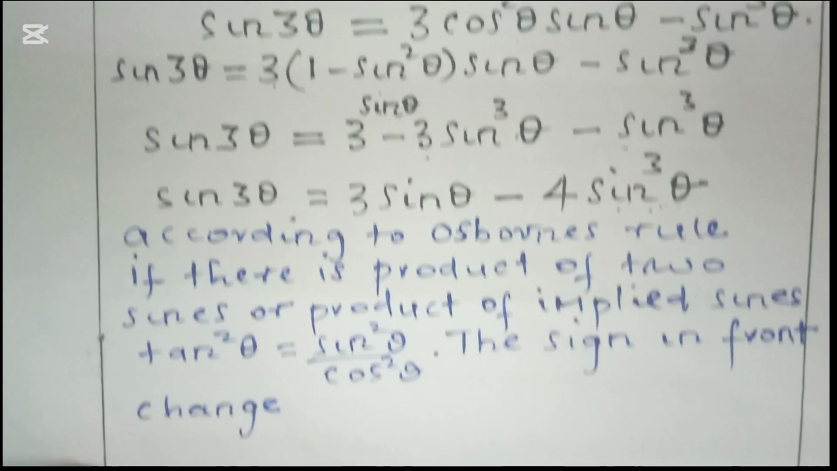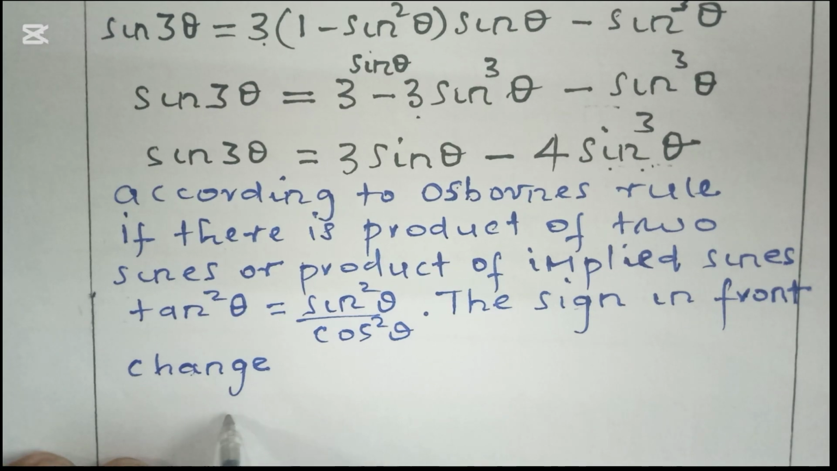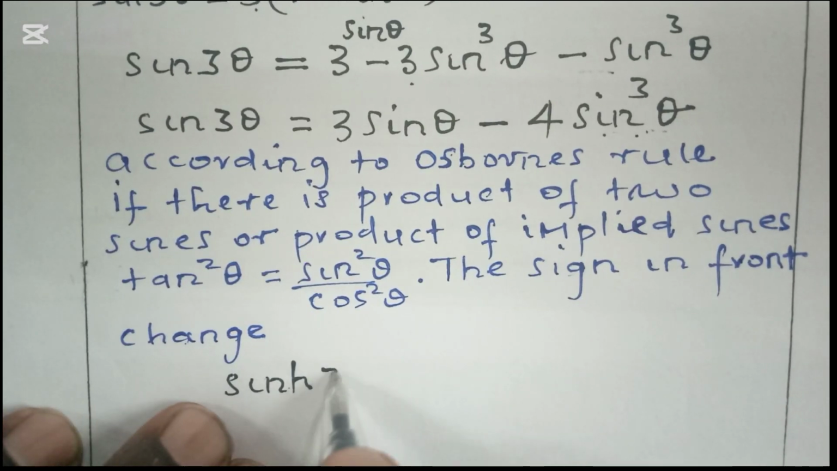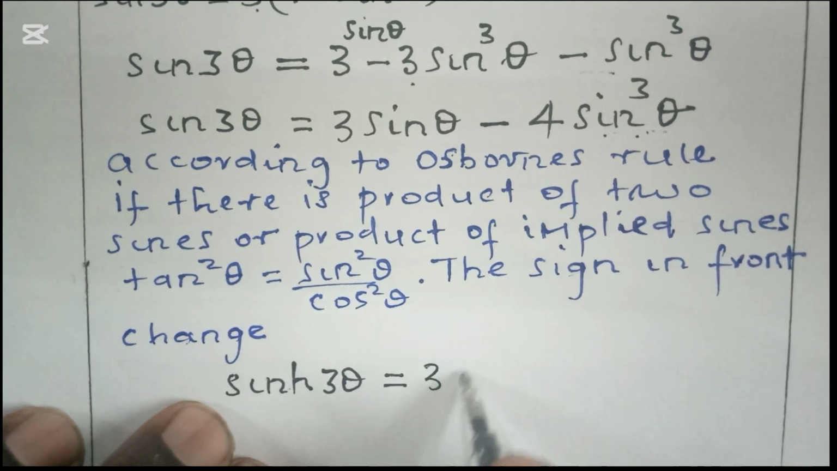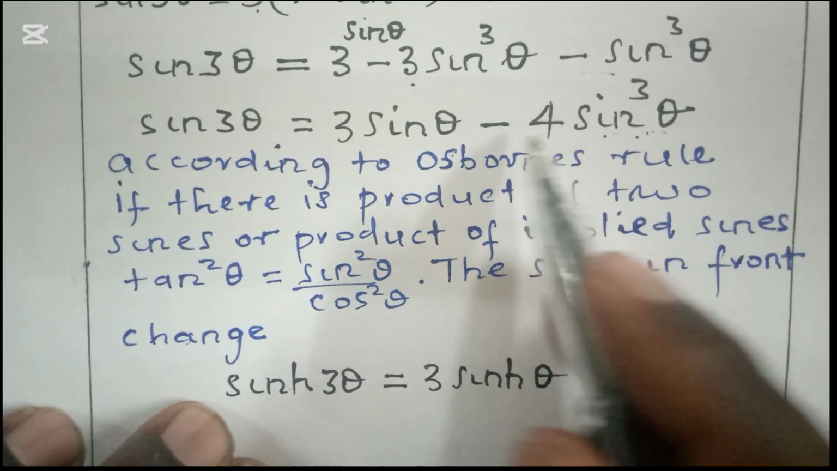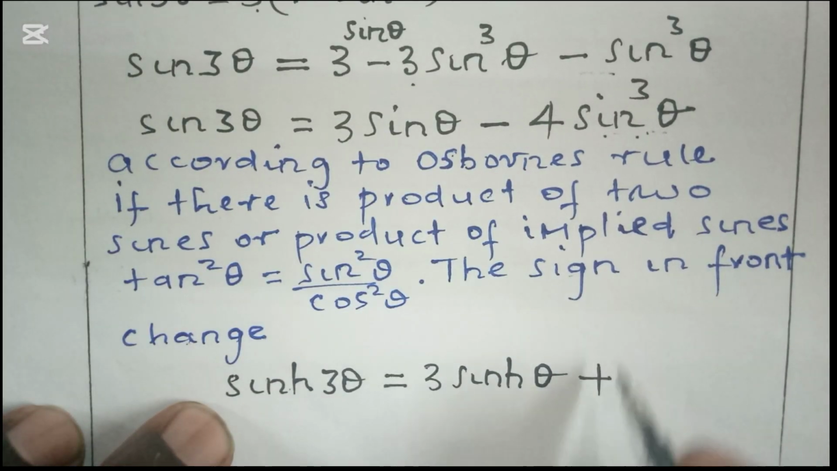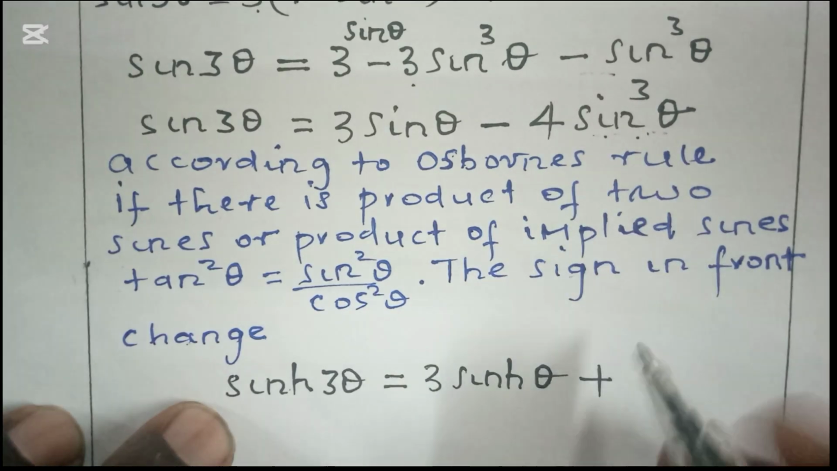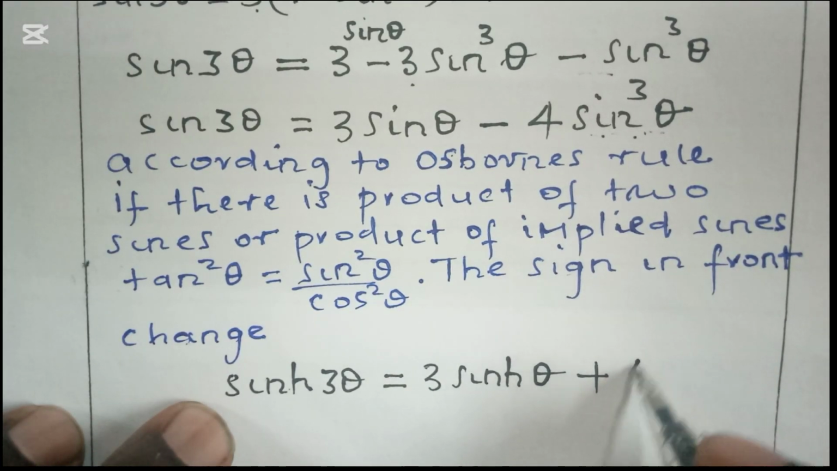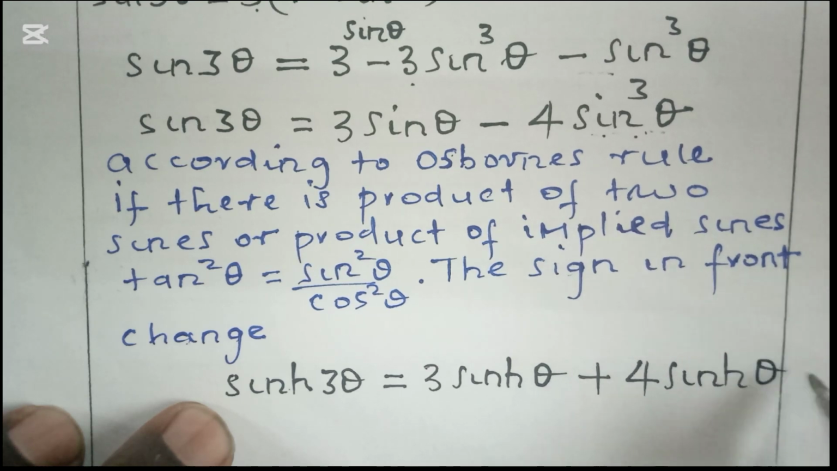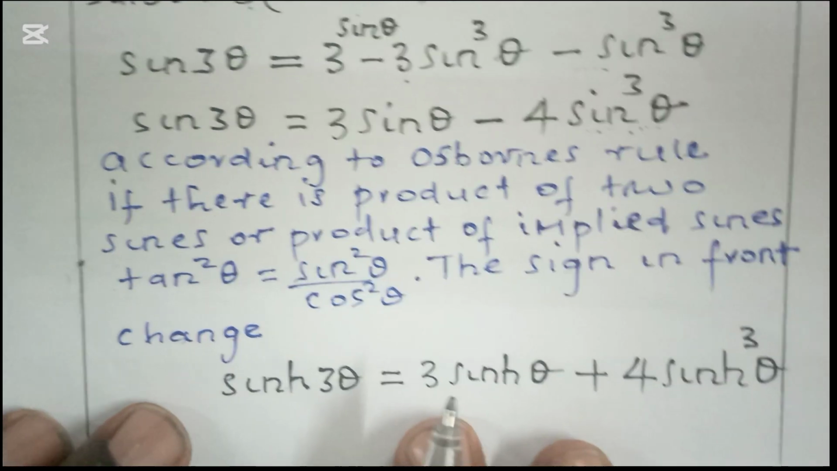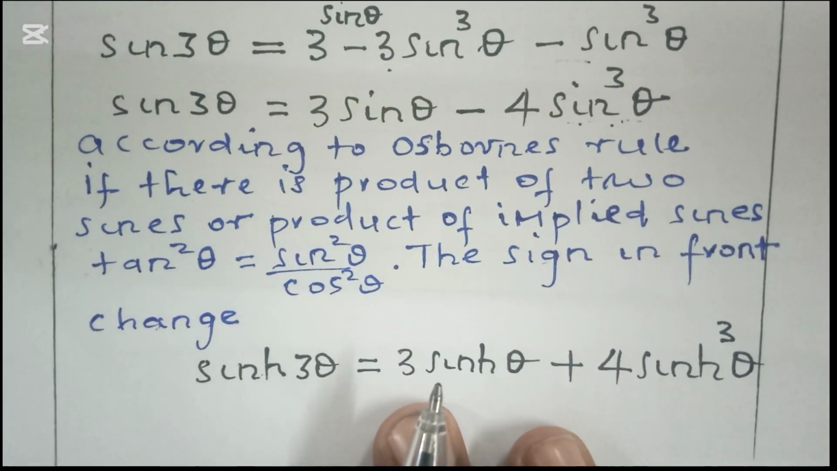So therefore we are going to have sinh 3 theta equal to 3 sinh theta. Now this is going to be plus, because remember we have two sines here. So this is going to be plus 4 sinh cubed theta. So that is what we get as our solution.